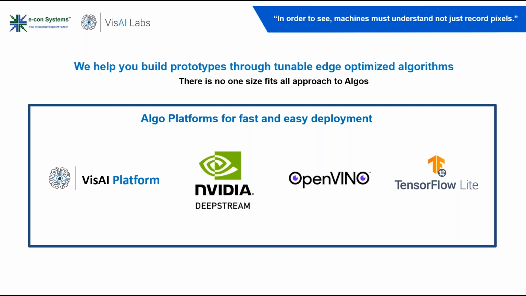Again, OpenVINO comes with standard models for specific use cases, which one can use and develop their prototypes. And the last one on this slide is TensorFlow Lite. It is a go-to framework for edge AI development, especially in case of Android GPUs such as Mali. And companies like Qualcomm provide TensorFlow Lite optimization tools for their chipsets.